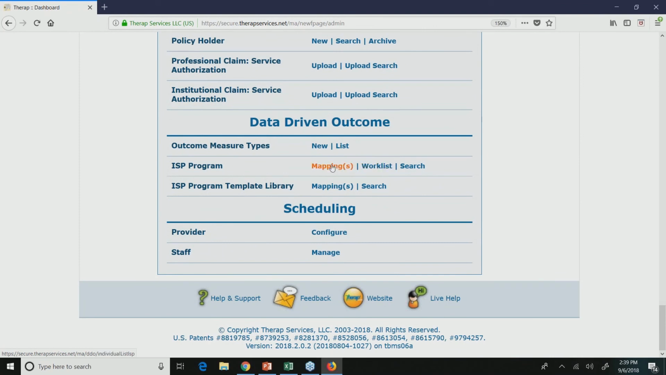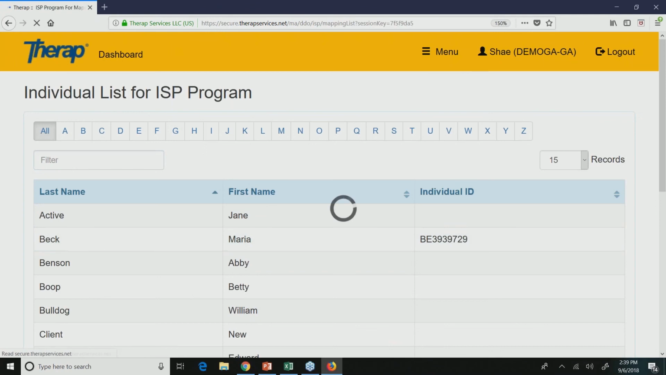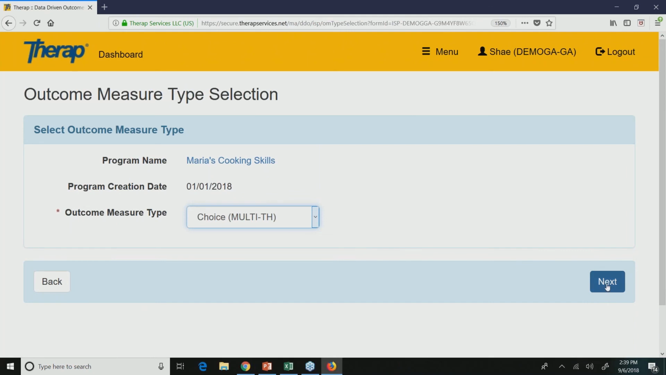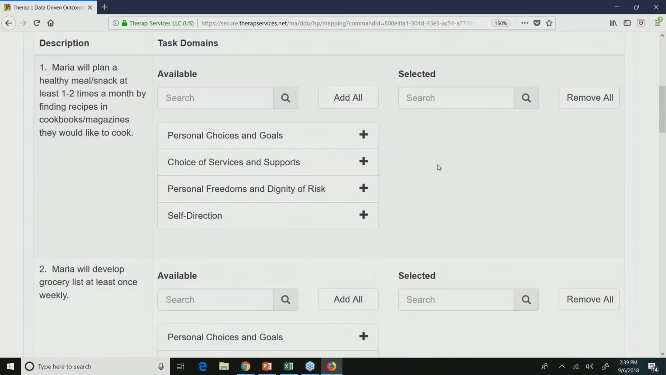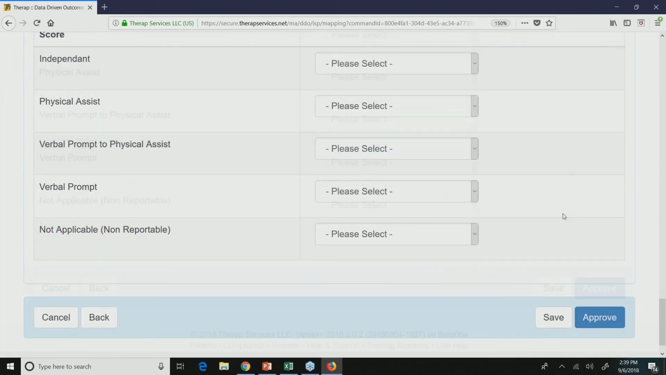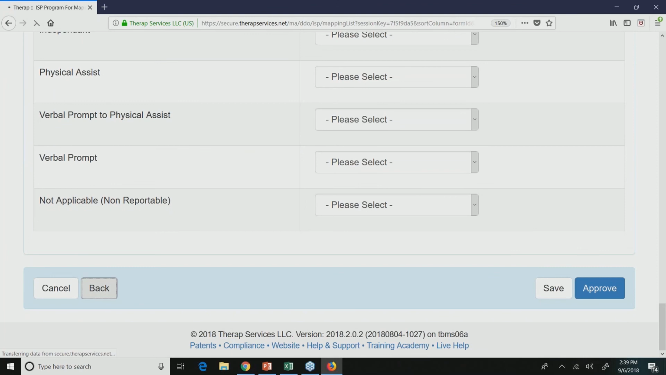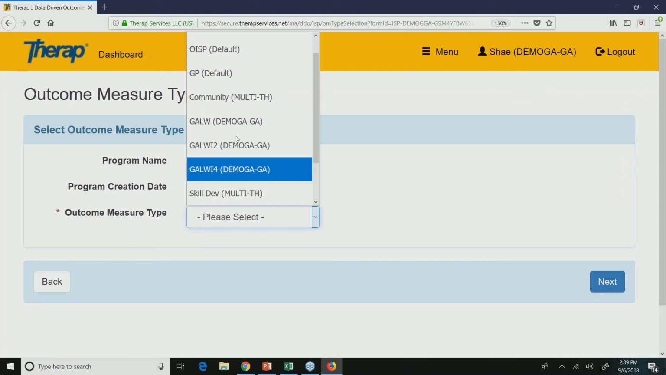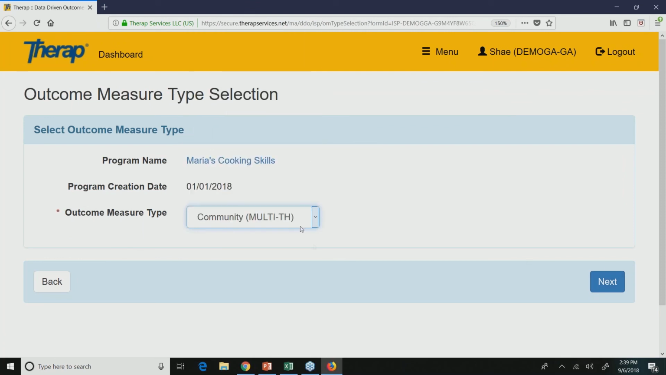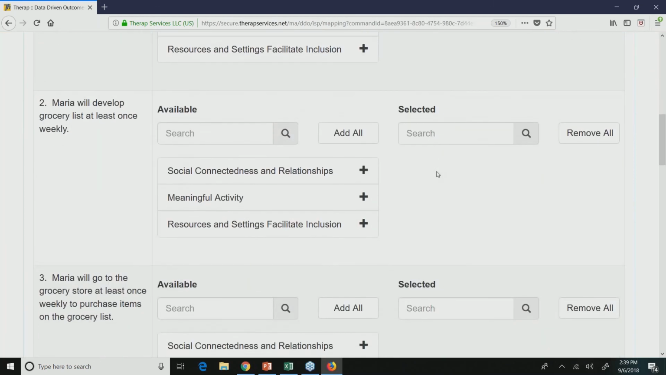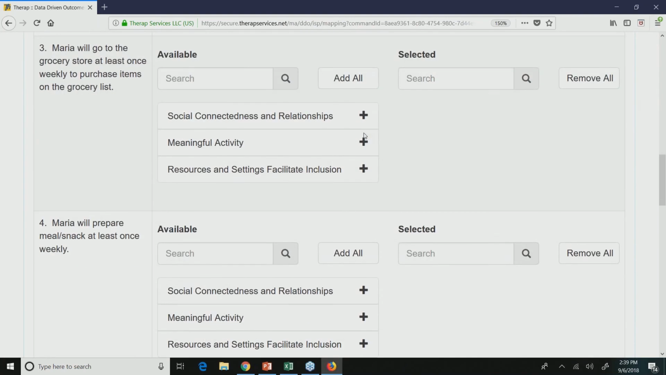And so I could go in, let me just go to Maria's. Maybe for Maria's cooking goal here, I might decide that I want to map it to choice. And so I could come in and decide that I want to map this to choice. And once I map it and approve it, then I can go back again after I've done that, and maybe that same goal is going to be mapped towards community, right? Because maybe she's learning these particular skills in the community. And so I can then map it to that. So you do have the ability to map one ISP program to multiple outcome measure types.